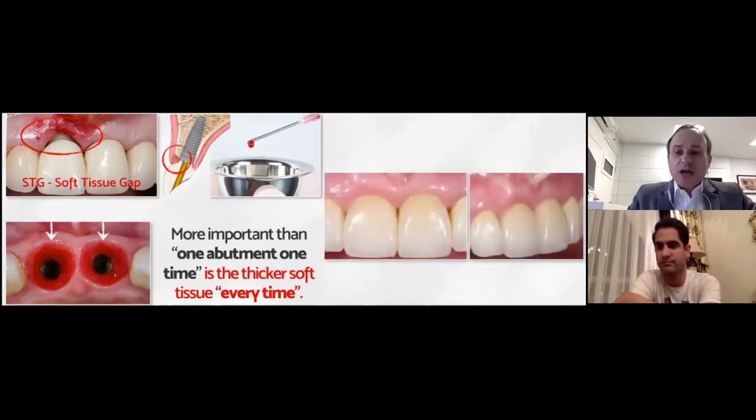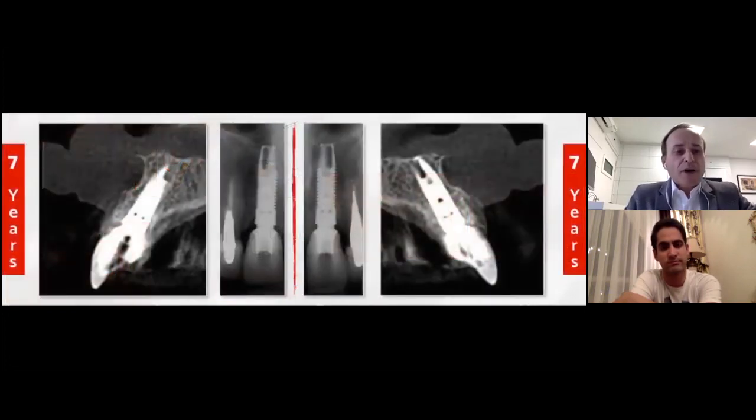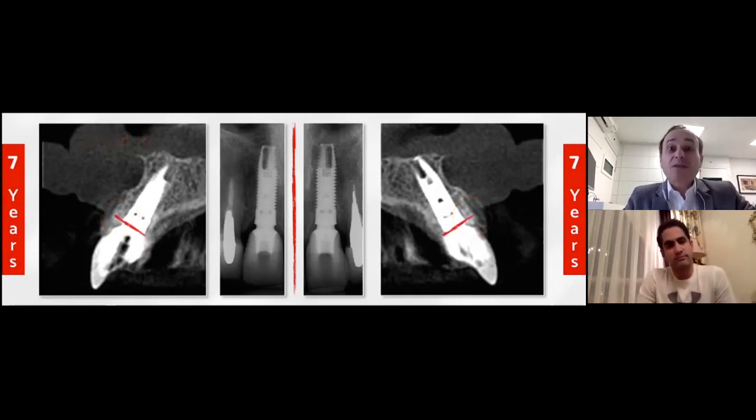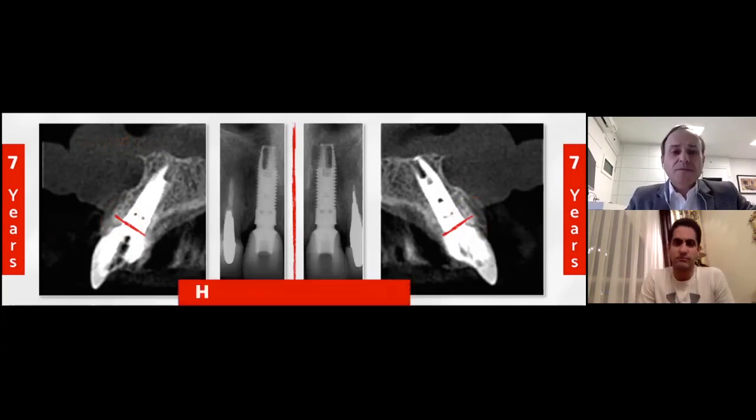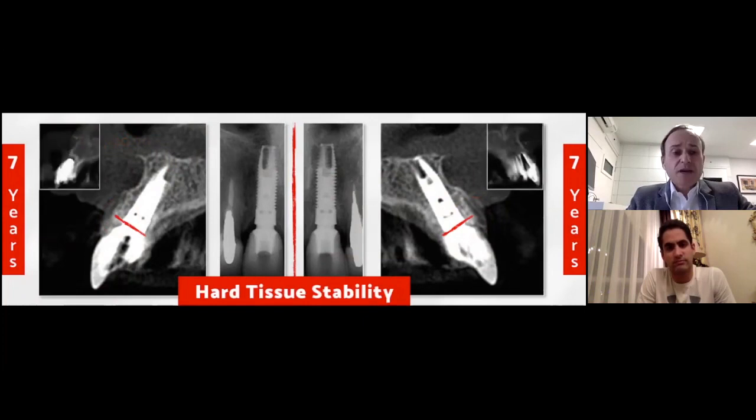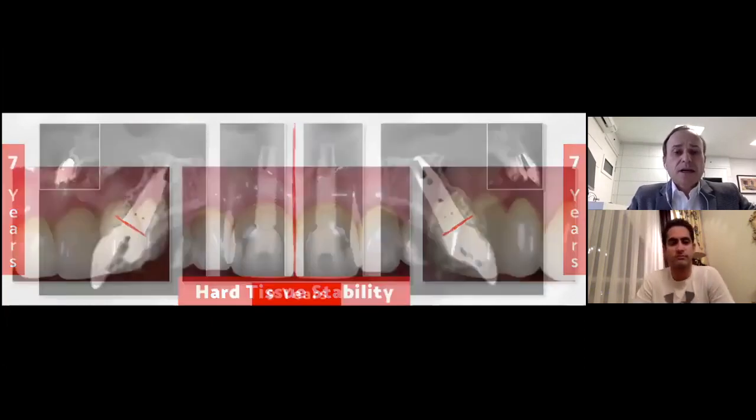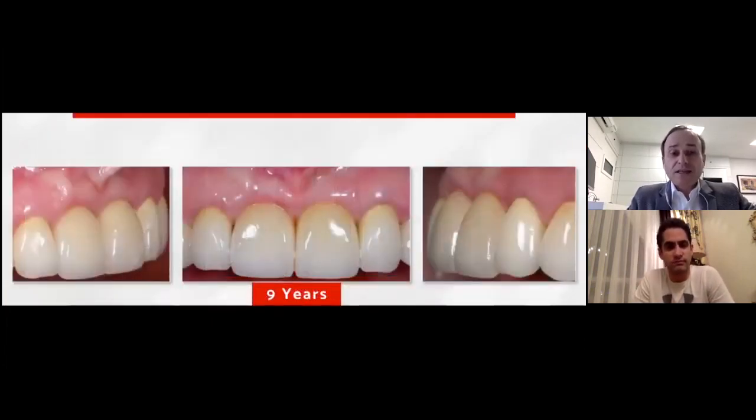We took the impression and we made the final restorations. This is the follow-up after 7 years. You can see the maintenance of the thickness of the bone grafted, and the bone graft that was placed over the implant platform still remains and remodeled over the implant platform. So we got hard tissue stability. Just to make a comparison, to keep in mind how everything started, the buccal wall was missing in both central incisors. And this is the follow-up after 9 years.